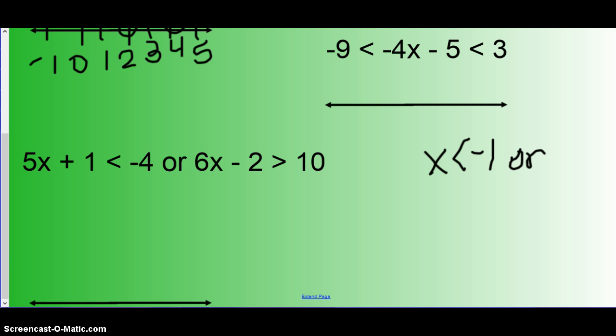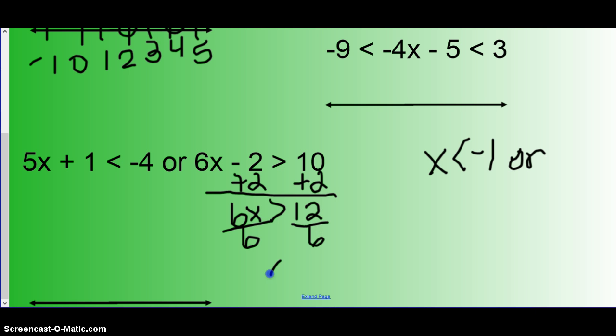We've got 6 times x minus 2, so I'm going to add 2. The opposite of a -2 is a positive 2, which leaves us 6 times x is greater than 12. Dividing by that 6, x is greater than 2. Again, we've got this situation where we're dividing by a positive, so we don't have to worry about flipping that sign. So we've got x is less than -1 or x is greater than 2.